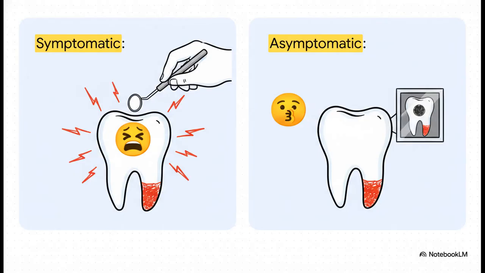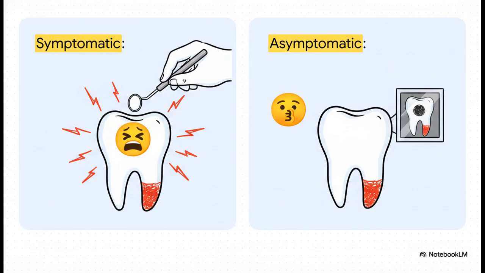This brings us to 2 main apical diagnoses. First, symptomatic apical periodontitis. It's exactly what it sounds like. The patient has symptoms, pain when they bite or when you tap on the tooth. The inflammation is active. And here's a key radiographic finding. You may or may not see any changes on the x-ray yet.